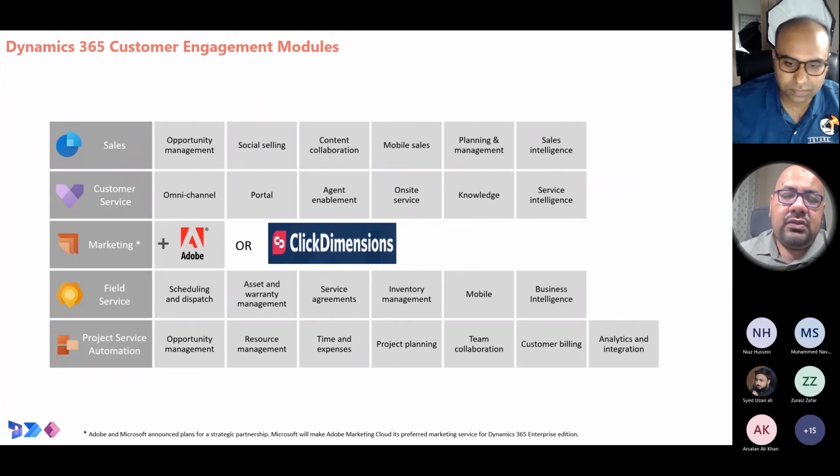The same features are there, but ClickDimension is one of the vertical solutions we normally see whenever the marketing solution should be native, meaning it shouldn't be outside any system. So ClickDimension is the alternate way.